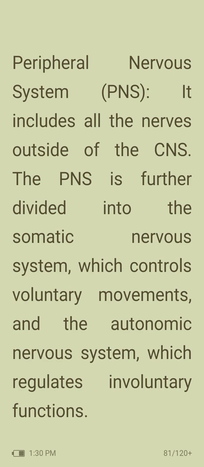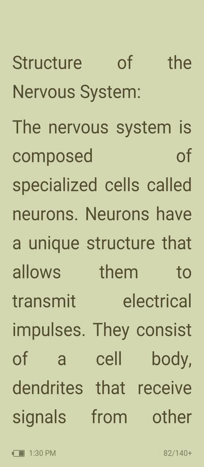Then the peripheral nervous system or PNS includes all the nerves outside of the CNS. The PNS is further divided into the somatic nervous system, which controls voluntary movements, and the autonomic nervous system, which regulates involuntary functions.